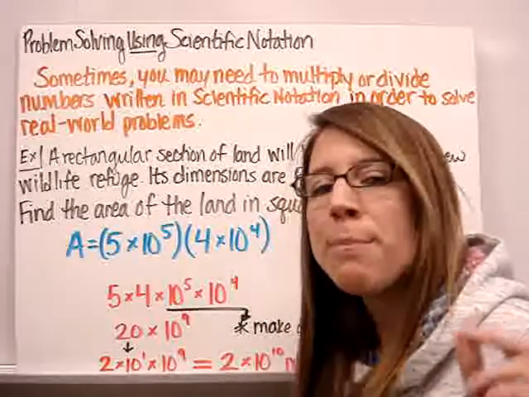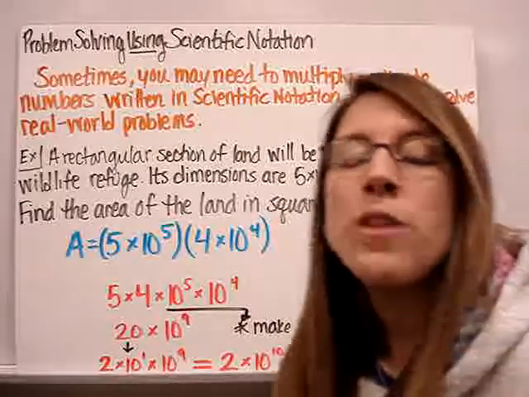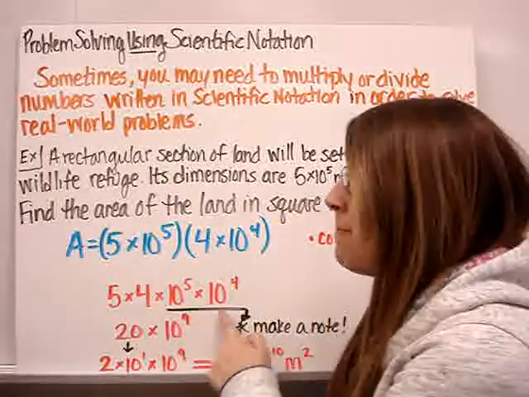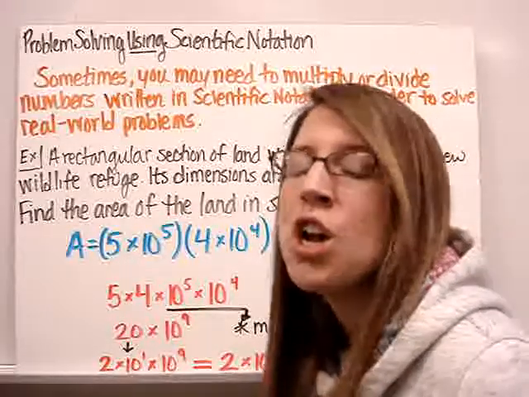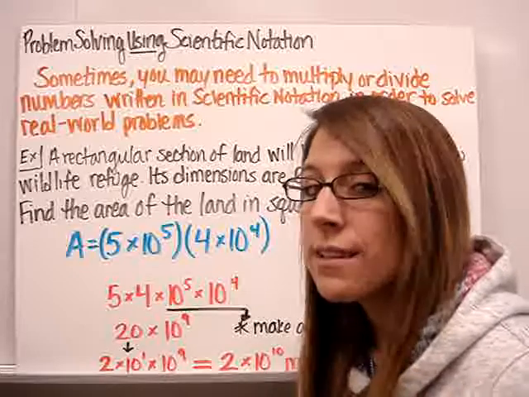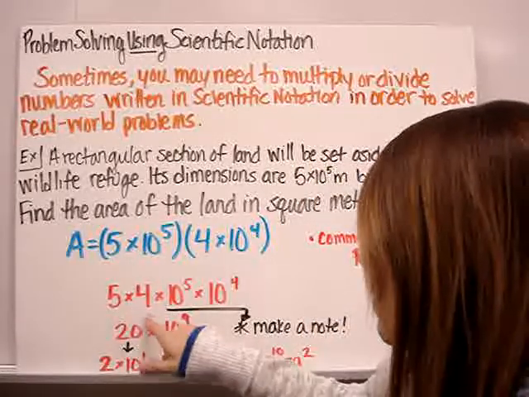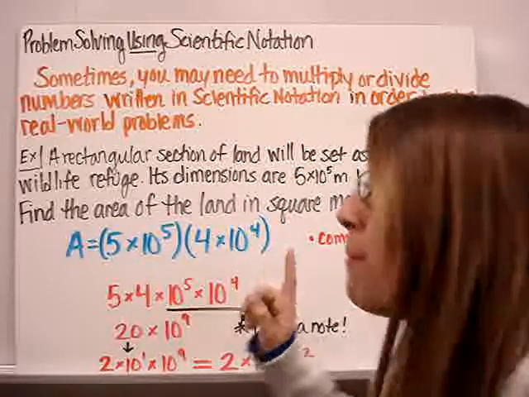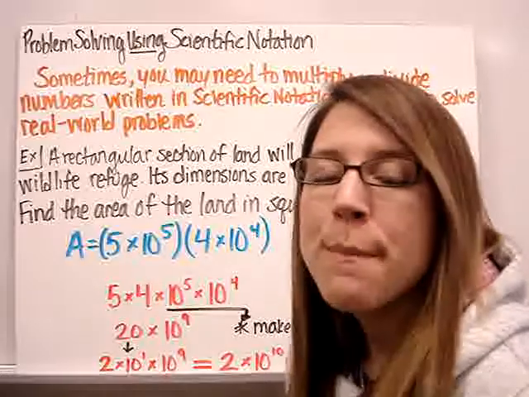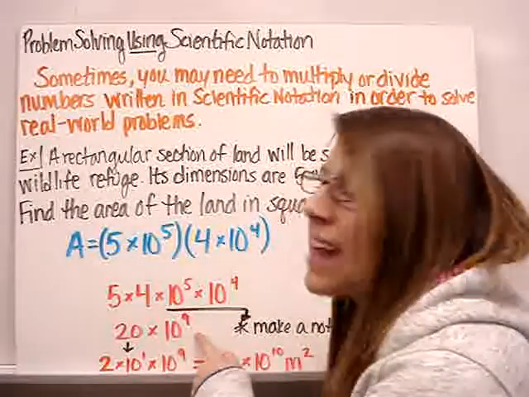When you're multiplying powers that have the same base, make a note. In this case, the bases are 10. They have the same base. You are allowed to add their exponents and keep the base. So 20 is 5 times 4, and 10 to the 5th times 10 to the 4th becomes 10 to the 9th, because I've simply added 5 and 4. I'm allowed to do that here, okay? So I get 20 times 10 to the 9th.